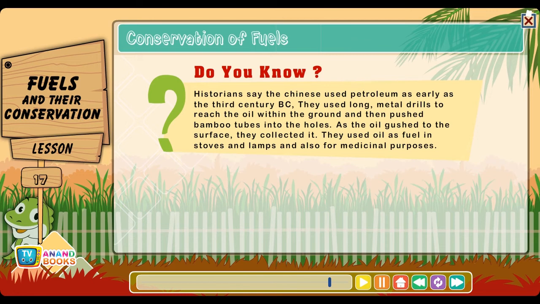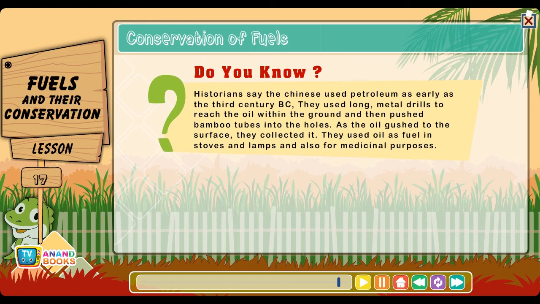Do you know? Historians say the Chinese used petroleum as early as the 3rd century BC. They used long metal drills to reach the oil within the ground and then pushed bamboo tubes into the holes. As the oil gushed to the surface, they collected it. They used oil as fuel in stoves and lamps and also for medicinal purposes.